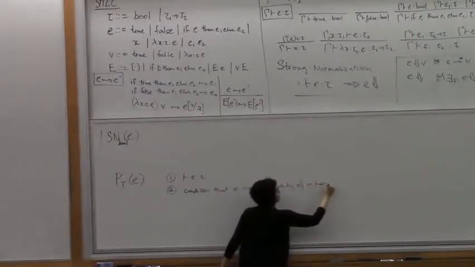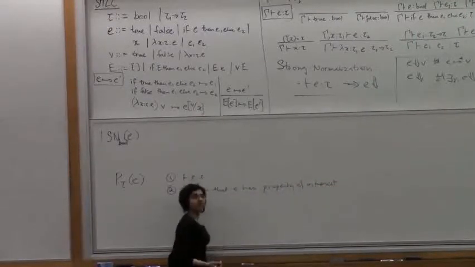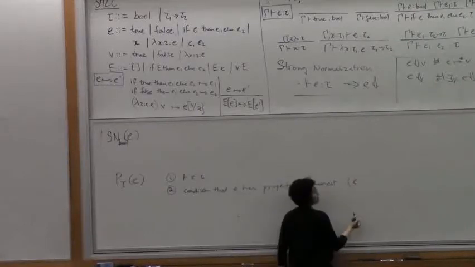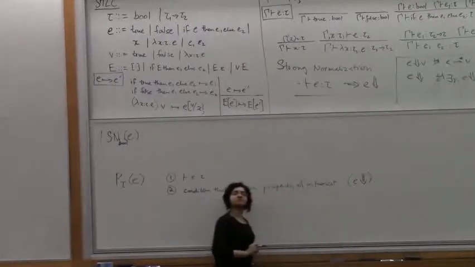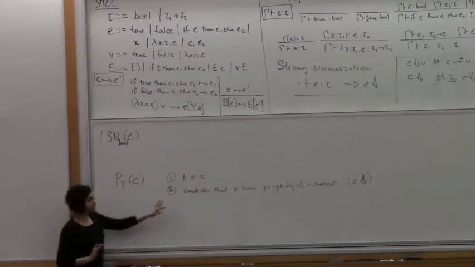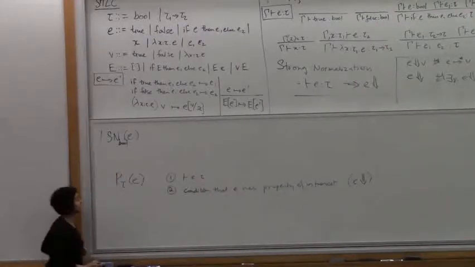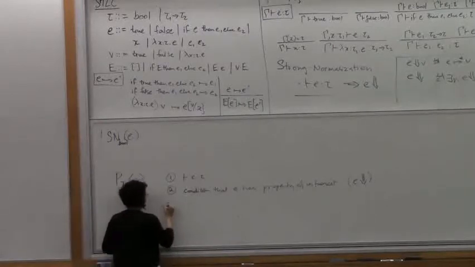In this case, the property of interest is that evaluation of E must terminate. That's the condition we're interested in. Okay, so let's just keep that in mind, and we'll go back and build the definition in a second. And then there's a third condition.